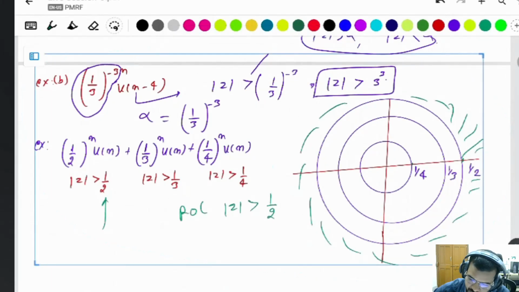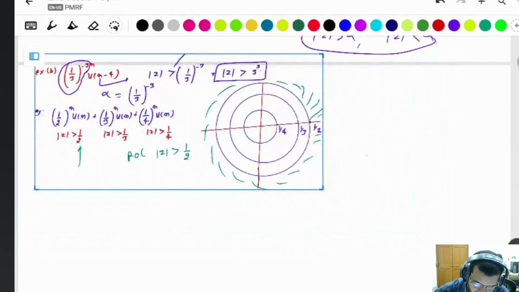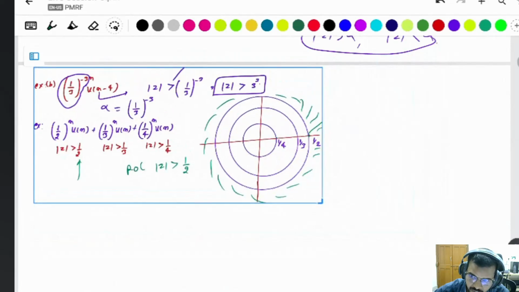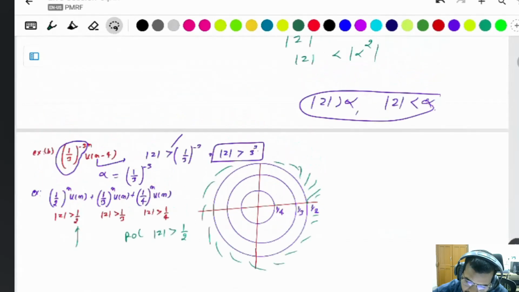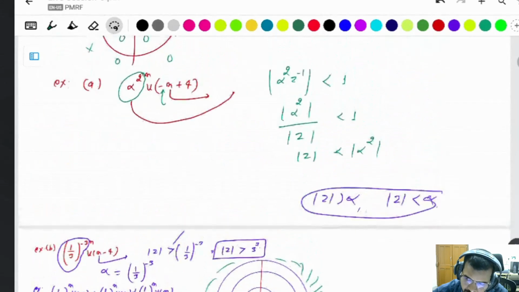I take this one. This one, mod of alpha should be lesser than mod of z, which should be less than alpha square, because this is the negative thing.